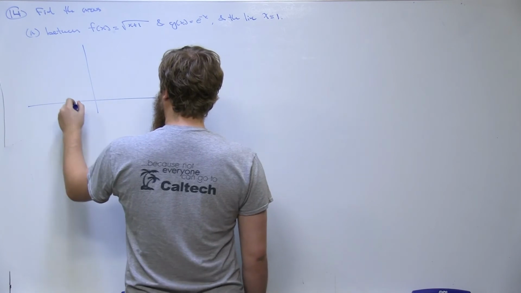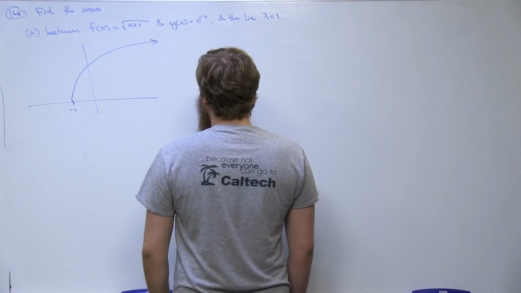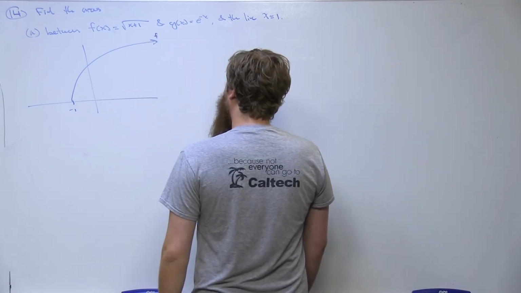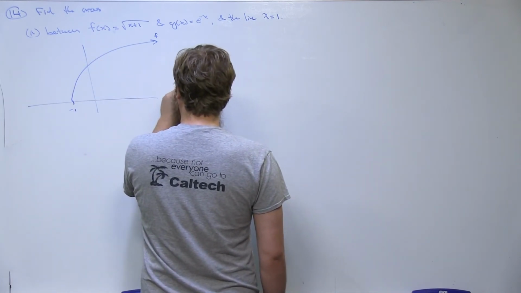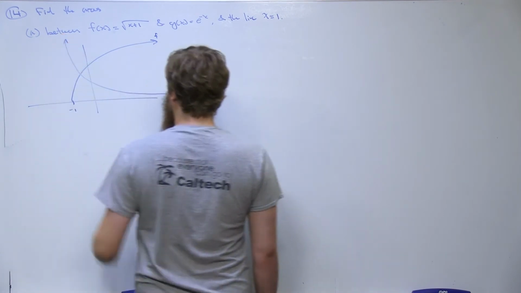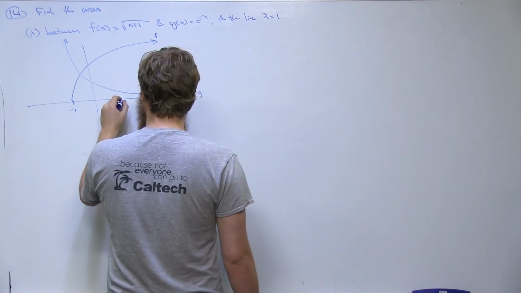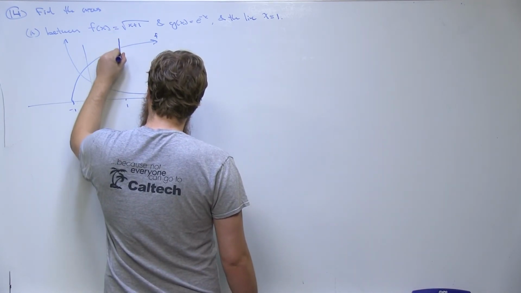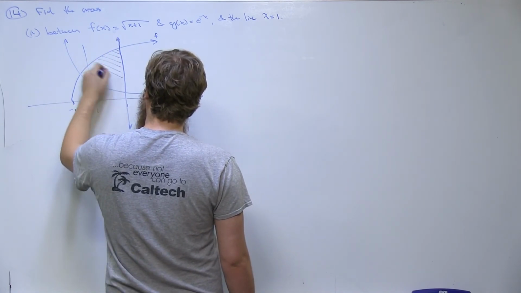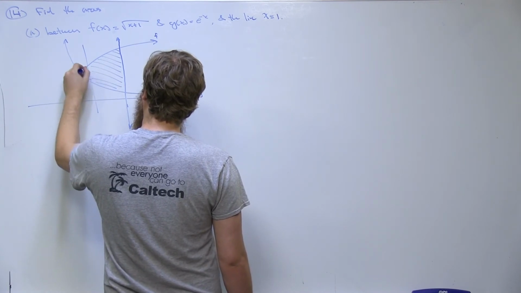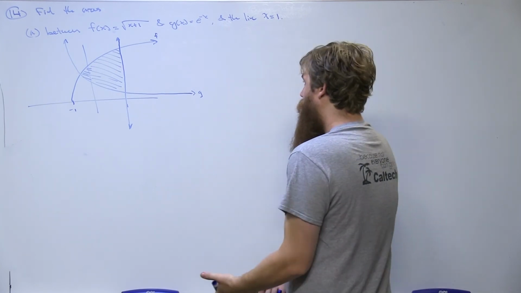Square root of x plus 1 is the regular square root function shifted to the left by 1. This graph looks like this. So this is f of x. g of x is e to the minus x, which is e to the x reflected about the y-axis, so it comes close to 0 down here, and then takes off like a rocket as you go over that way. This is g. And the line x equals 1, let's say 1 is here, is a vertical line that looks like that. So the region in question is this shaded area. And you might ask, how do we do this?